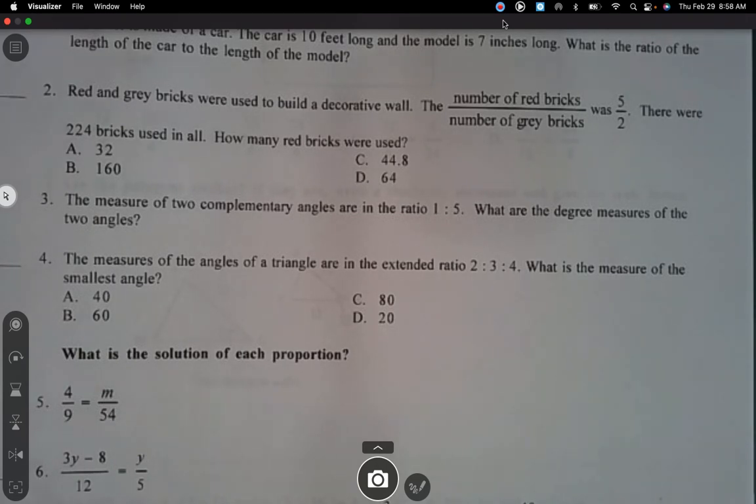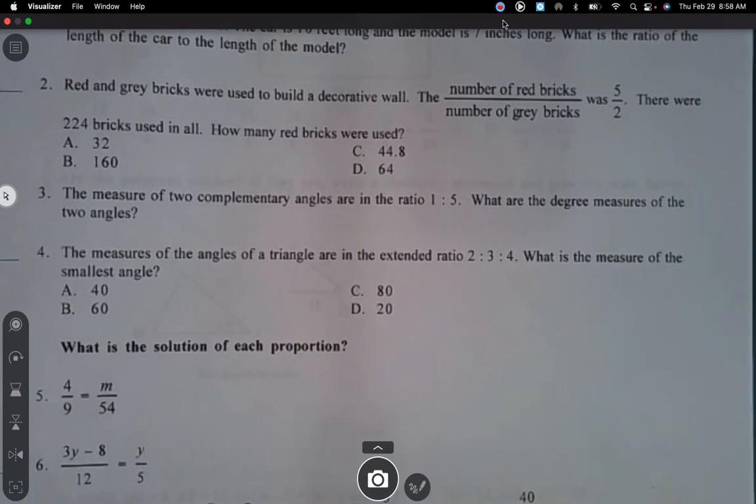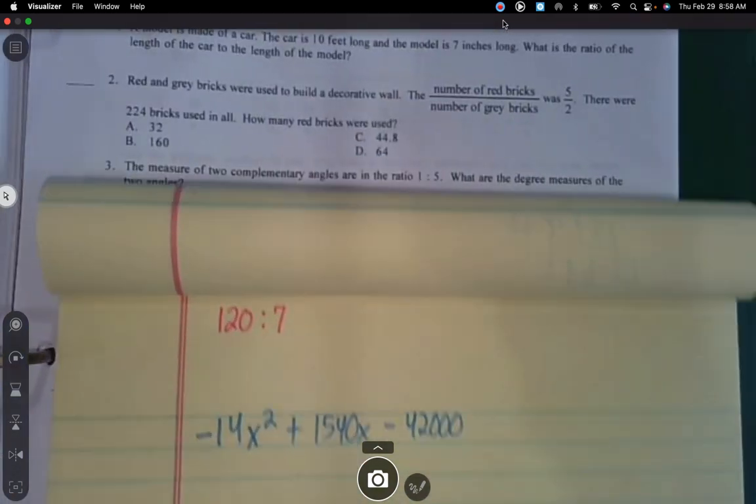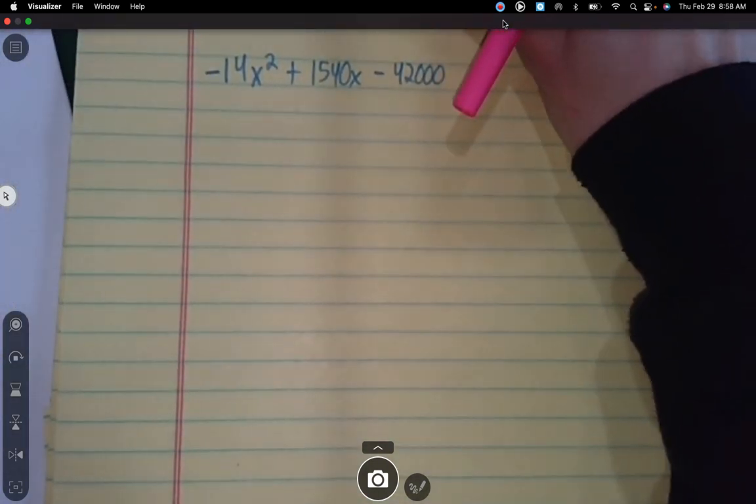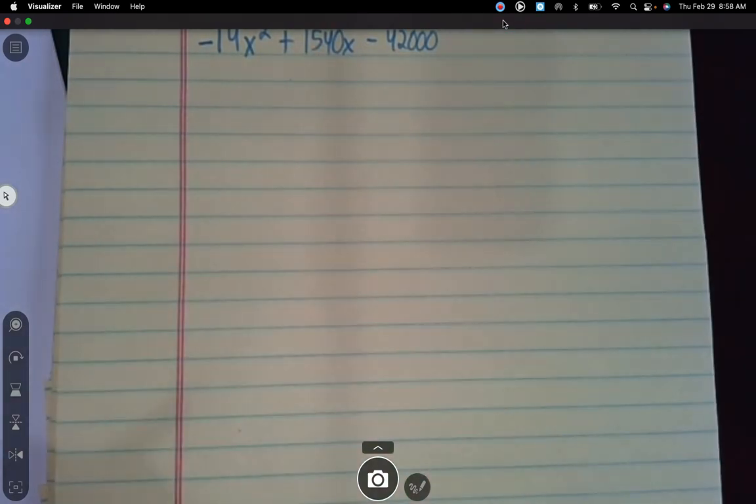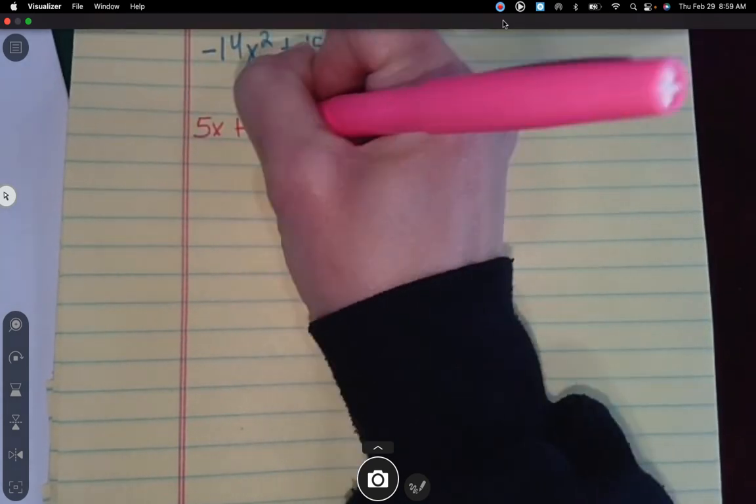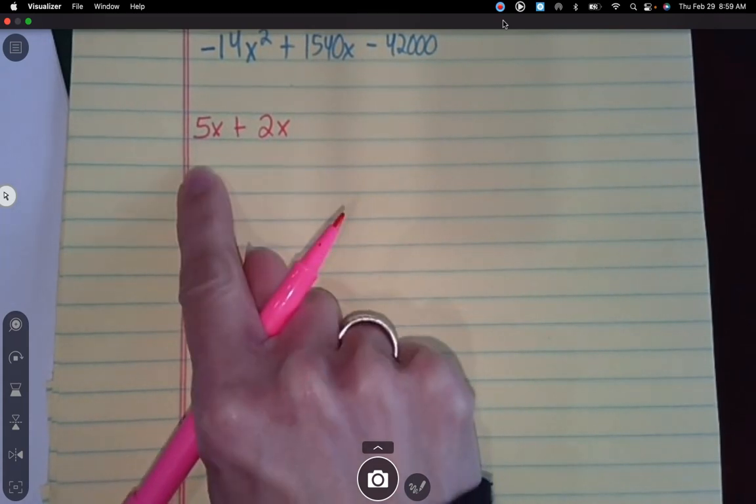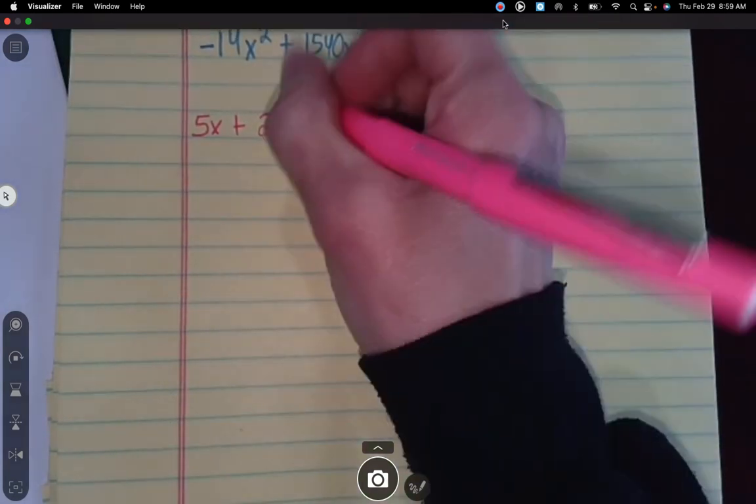Number 2, this one's on the quiz and the test. You have red bricks and gray bricks. I'm just going to zoom out because y'all have that paper in front of you. So it says a 5-to-2 ratio, red to gray. So this stands for my red bricks. This stands for my gray bricks. I don't know how many bricks there are, so I call it X. 5X and 2X. And how many bricks are there?